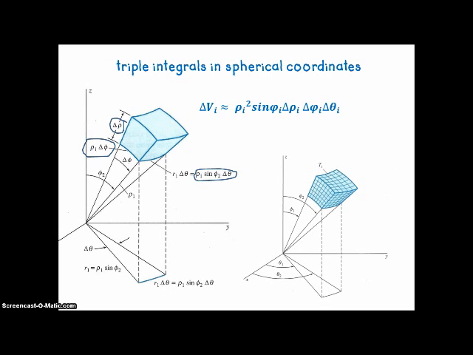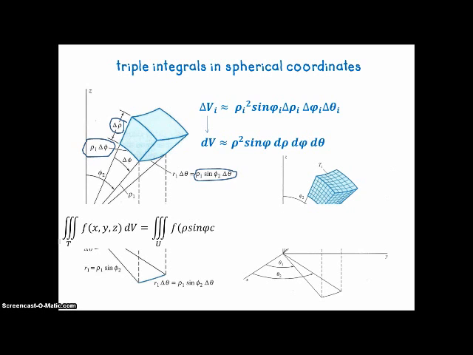Now here's a picture with a bunch of little blocks, and so as our spherical block shrinks down to instantaneous blocks, our delta v changes into dv, and all the i's disappear, and the deltas change into instantaneous d rho, d phi, and d theta.